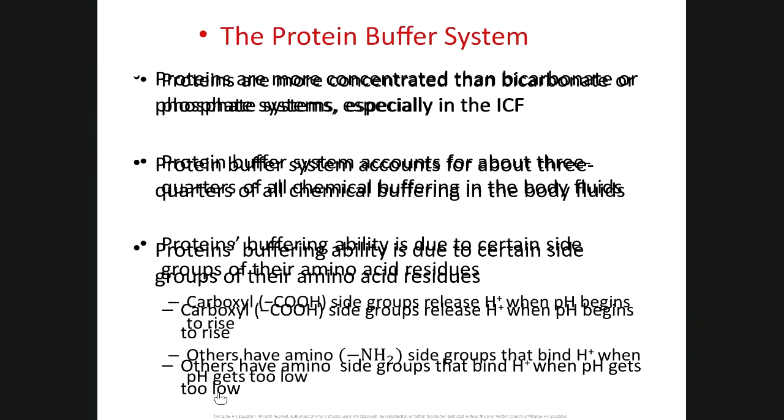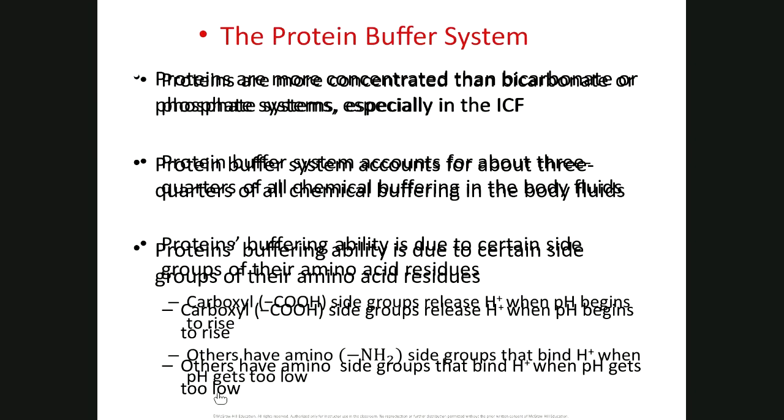So that's when you need H ions. You're a little bit alkaline to begin with. But if you're acidic, protein also can help. And what it will do is use its amino side group to bind H ion when the pH gets low. So when your pH is low, that means you're below 7.35 and you have a lot of H ions. So the amino group of protein will bind the excess H ion that it sees and help bring you back to 7.35, 7.45.